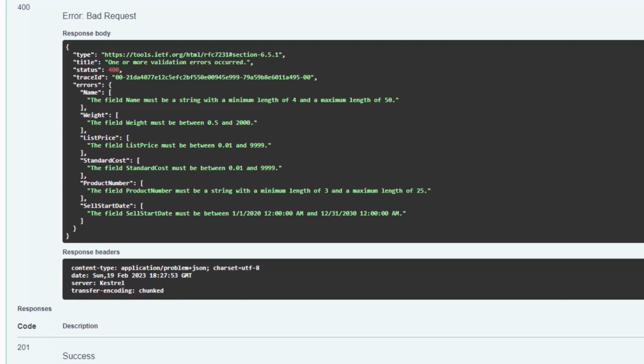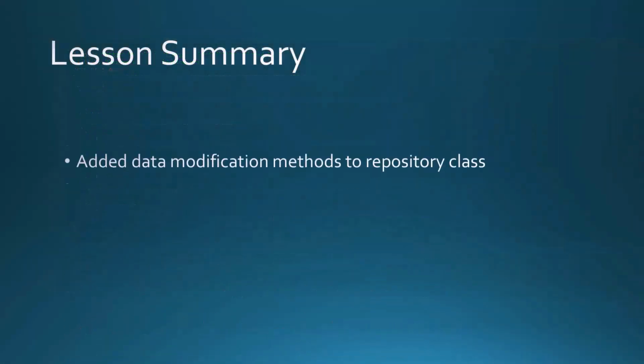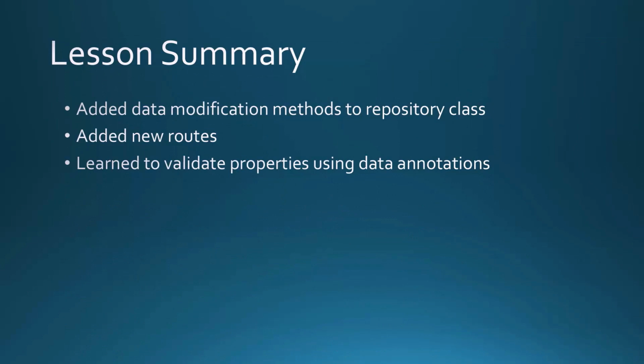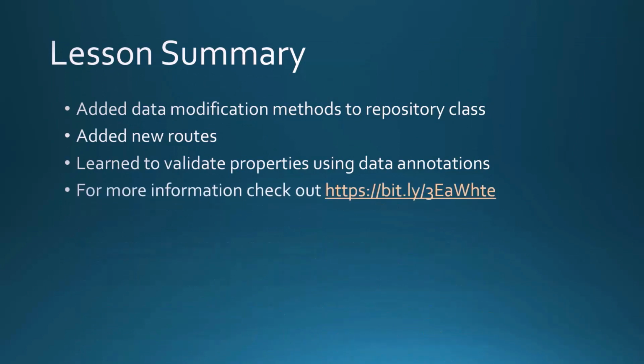In this lesson, we added data modification methods to our repository class. We added new routes to support that modification of data. We learned to validate properties using data annotations. For more information on data annotations, check out my article at this URL. I wrote that in January of 2023. Coming up next, create searching methods.